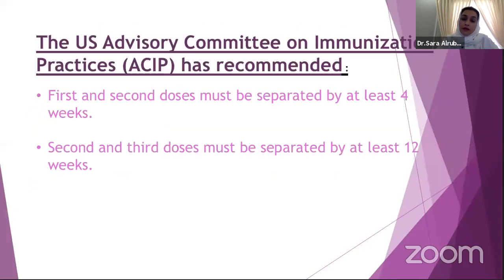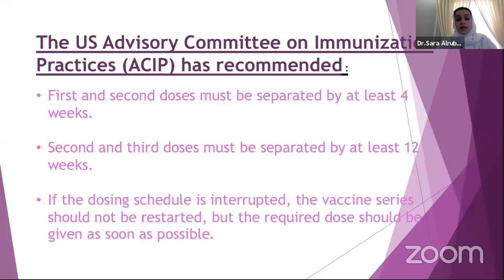How can we give the doses? The first and the second dose should be separated by 1 month, and the second and the third doses should be separated by at least 3 months. And if there is any interruption in the vaccine, we don't have to restart the program. We can just continue giving the vaccine course.